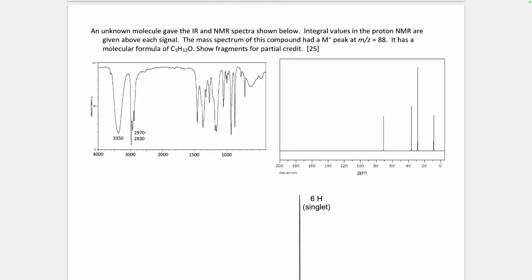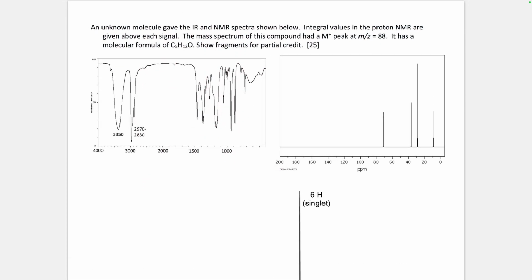This one's got multiple spectra in it, and what it's saying here is an unknown molecule gave an NMR, IR, and NMR spectra shown below. We've got an IR spectrum right here, and I know that because I'm looking at the x-axis, and it goes from about 500 to about 4,000. The peaks are pointing down. It just looks like an IR spectrum.